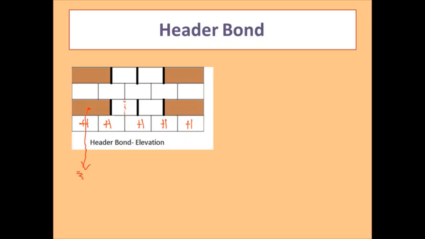So that's why what we have to do is, at the starting, we have to arrange a 3/4 bat. Now if you arrange the 3/4 bat, it will come up to this point, and after that you have to place the headers like this. Then at the end again we have to close with the 3/4 bat. So like this we have to arrange the bricks in the second course. So the point you have to remember is, in the header bond, the alternate courses must be started with the 3/4 bat.